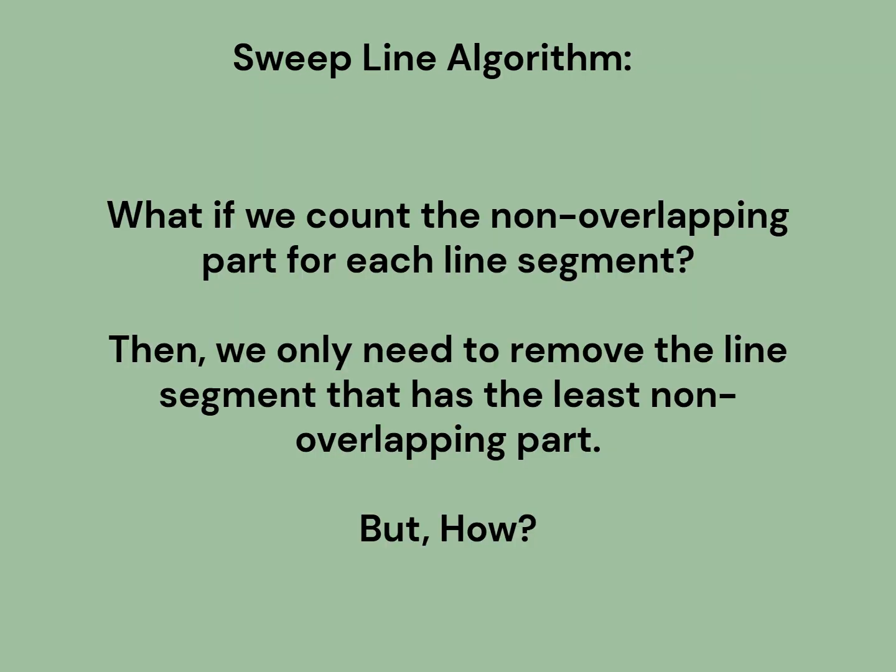Next, we can explore a little bit better solution. The idea is that what if we can track the non-overlapping area for each line segment representing each schedule? Then the line segment that has least amount of non-overlapping area has the least contribution to the schedule after all. But how can we formulate the solution because it sounds like too many things to track?